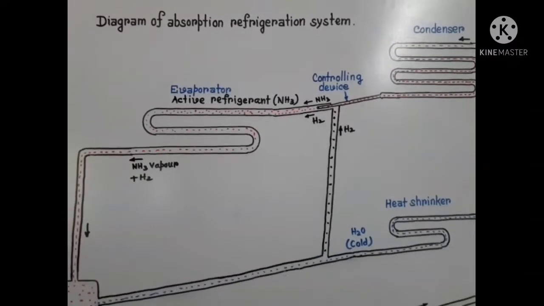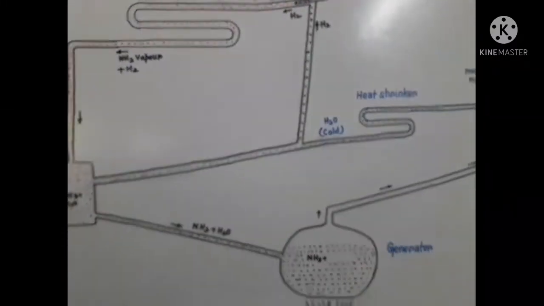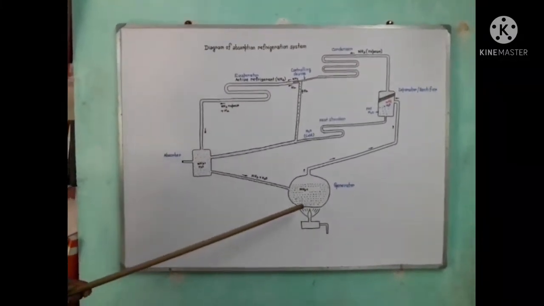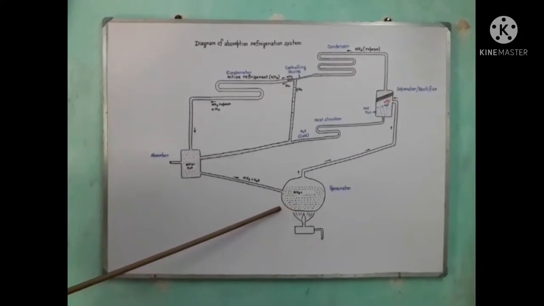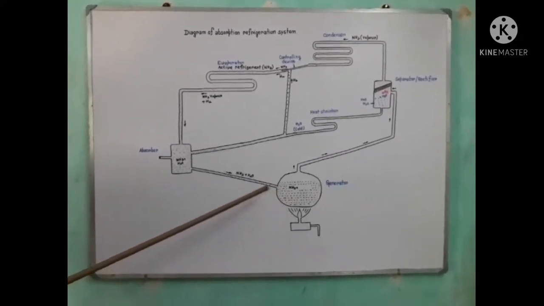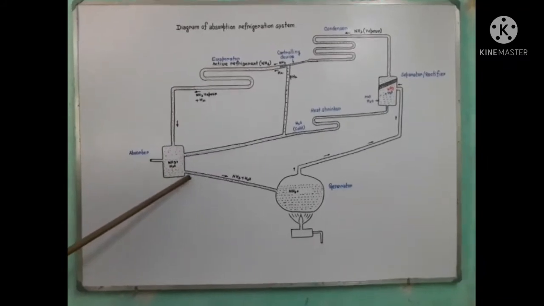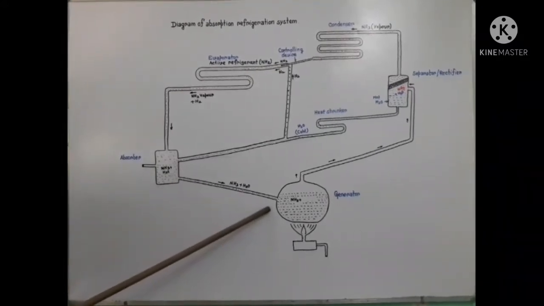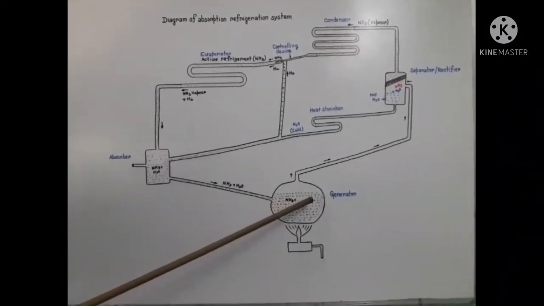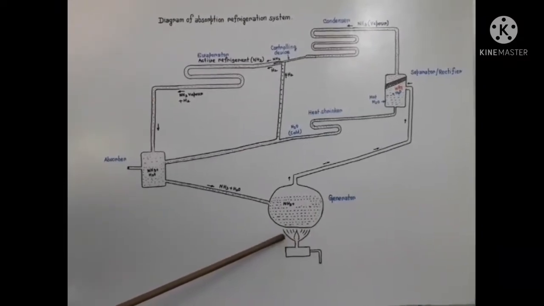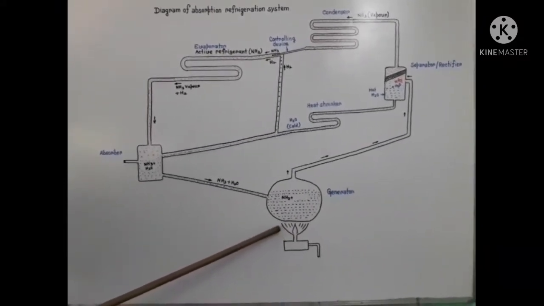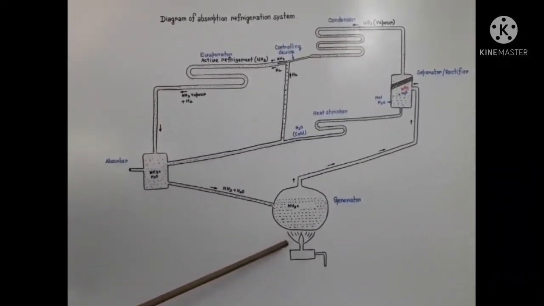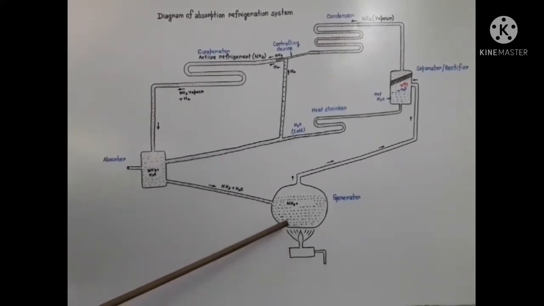Now about the function. Generator. What is the function of generator? In generator, ammonia and water, aqua ammonia, comes down from absorber to generator due to gravity, and heat energy is applied at the bottom section of the generator. This heat energy may be coal, burning wood, kerosene flame, or gas flame. Anyhow, we have to apply heat.